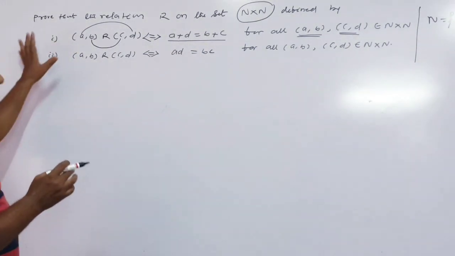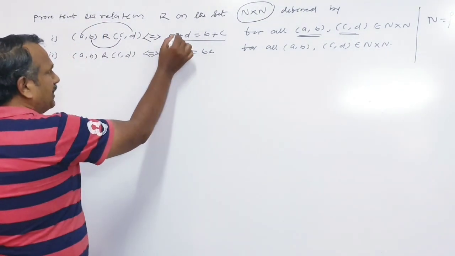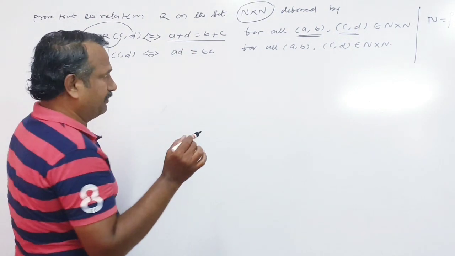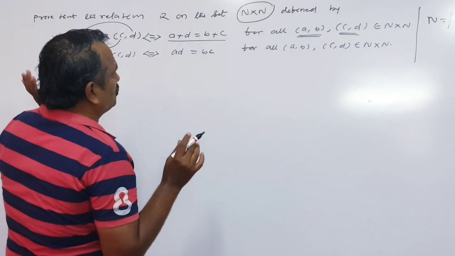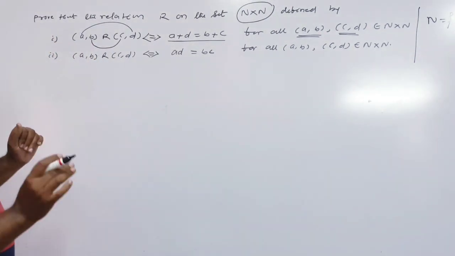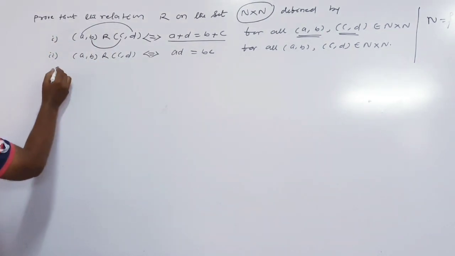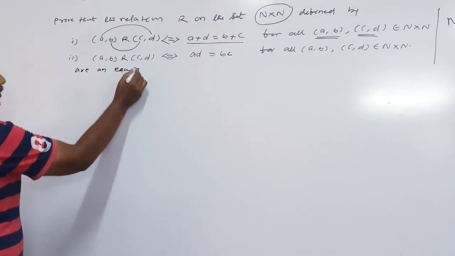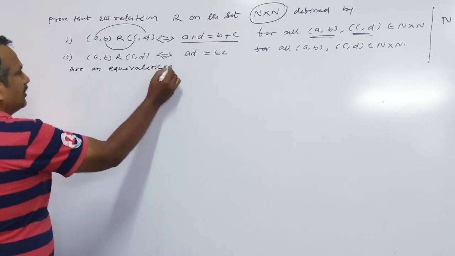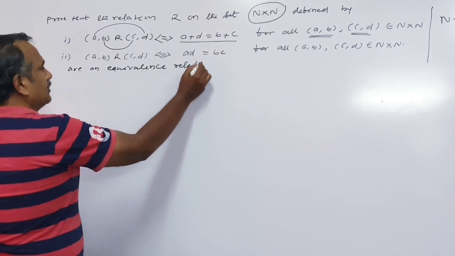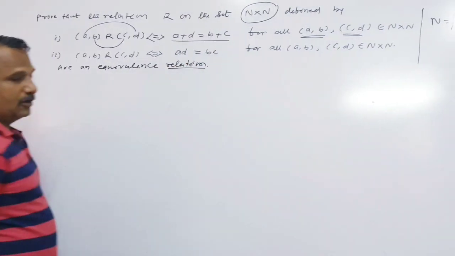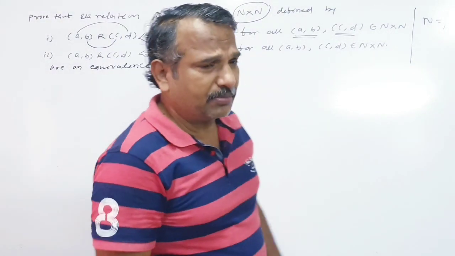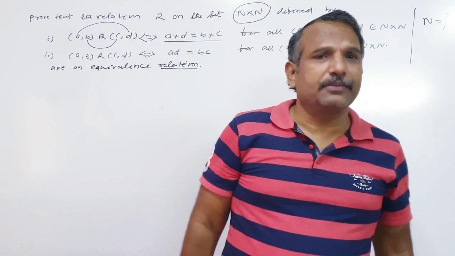Another example has the same condition, but instead of plus, here it is given as dot. Here addition, and this is multiplication. Now prove that these two are equivalence relations.